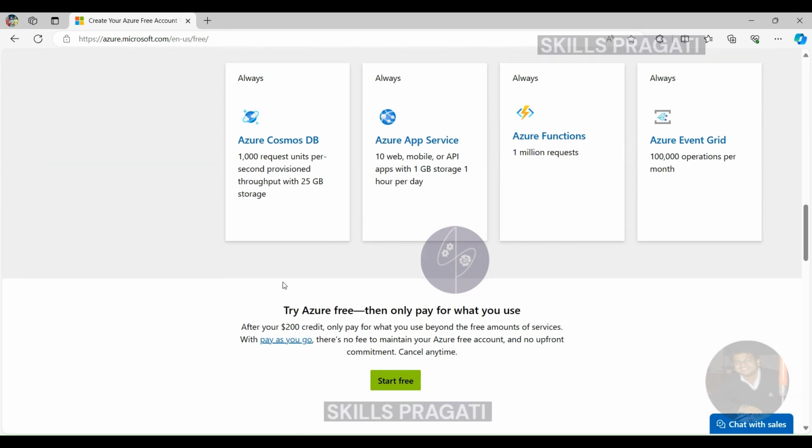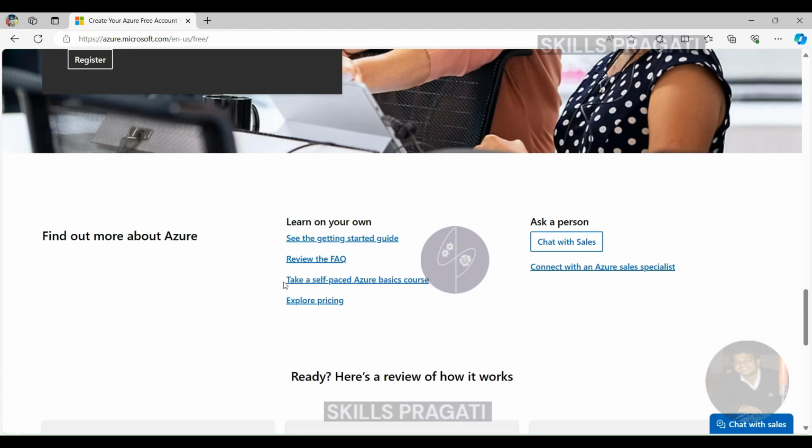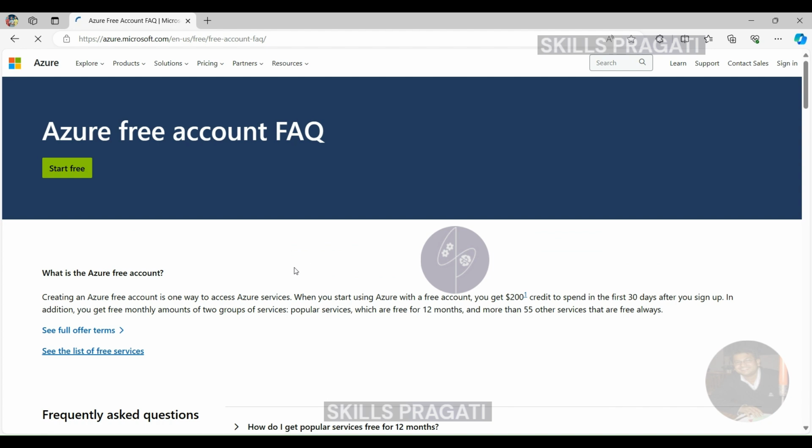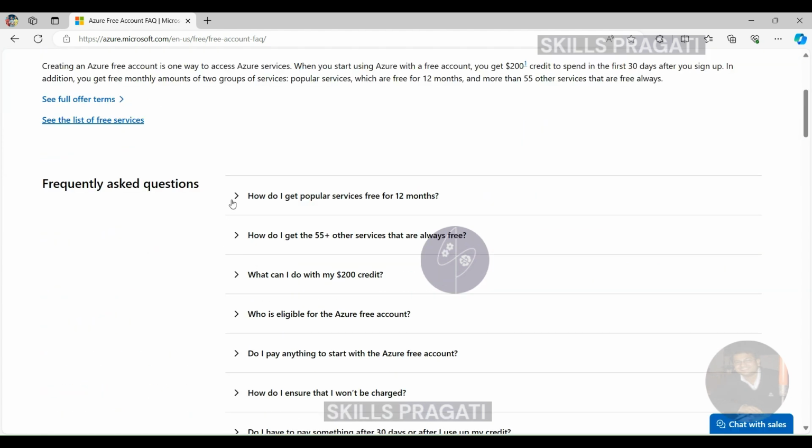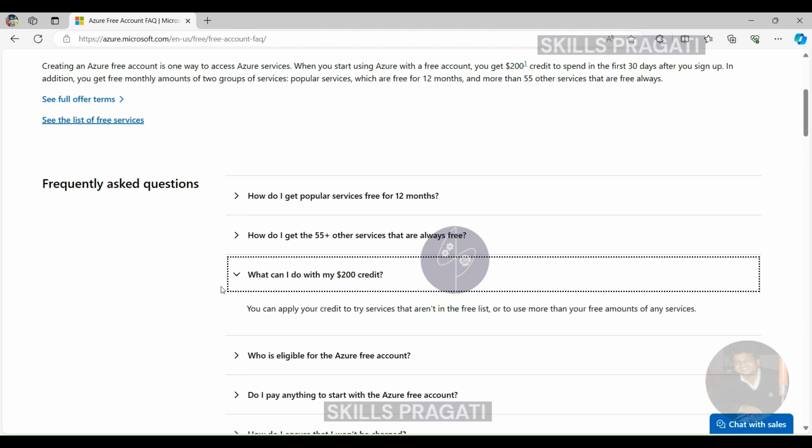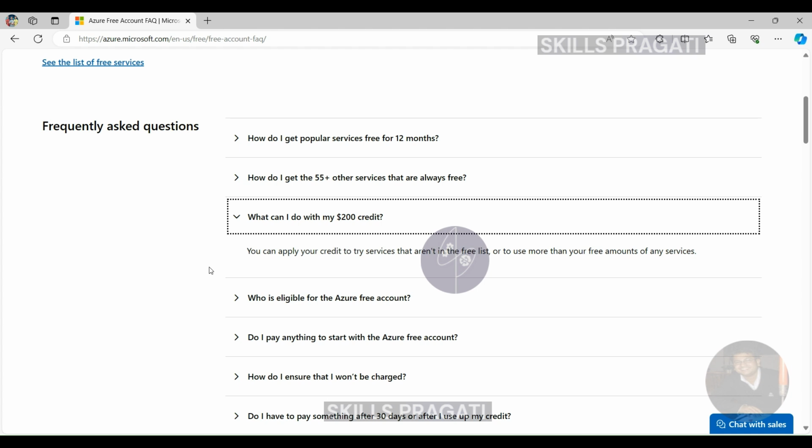If you scroll down, you'll see which services are free. We'll talk more about these free services as we go along. It's crucial to understand all about this free account. To use the free account, you need either a Microsoft or GitHub account. Both are free to make. Now, what can you do with $200 free credit? If you use any paid service, they'll deduct the cost from your $200 credit.